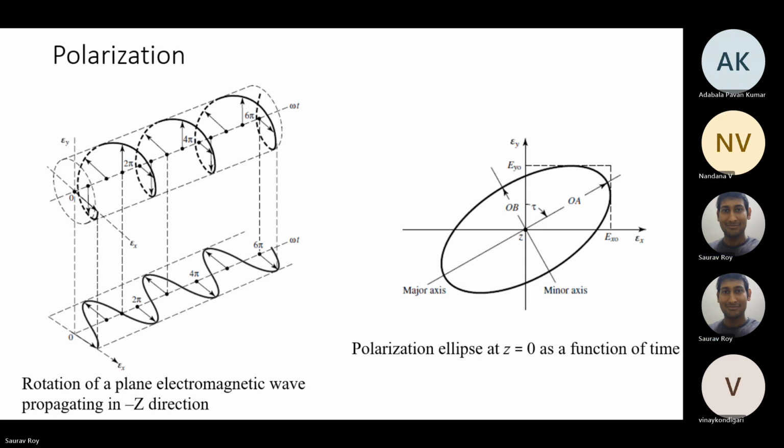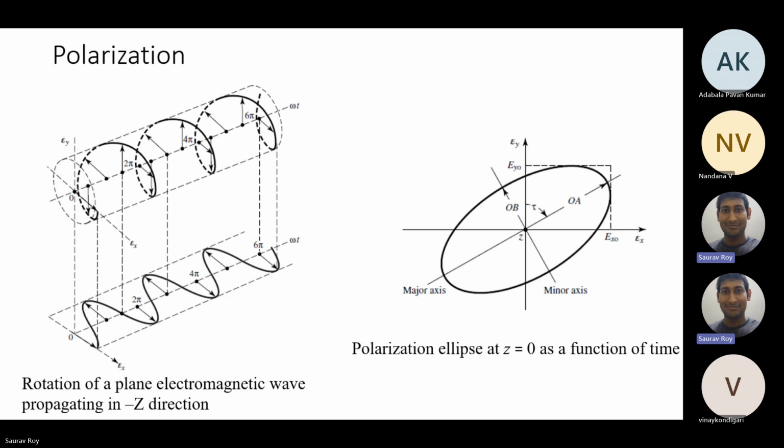So it shows rotation of a plane electromagnetic wave propagating in the z direction. This omega t direction is, let's say, the z direction, perpendicular to both x and y. Polarization is given as the rotation of the tip of this total electric field, the direction of the electromagnetic field, which keeps changing. This phenomenon is defined as polarization. On the right hand side, you see this elliptical shape, or it can be circular or any shape. That will come later.